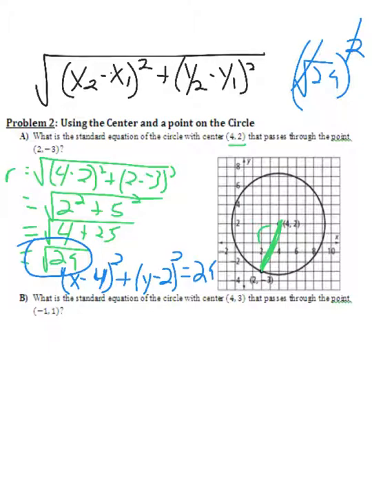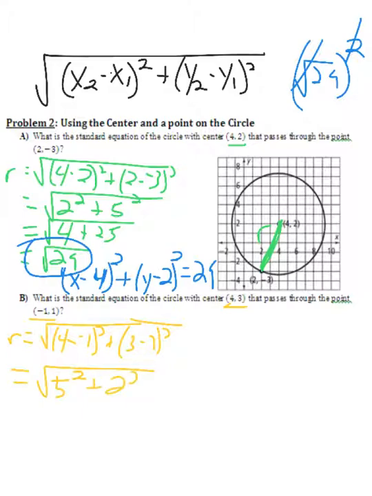Same thing with our second example. We've got our center at 4, 3, and it passes through the point negative 1, 1. So again, we have to find our radius first. It'll be x minus x, so 4 minus a negative 1 squared, plus y minus y, so 3 minus 1 squared. 4 minus a negative 1 is just like adding 1, so it's going to be 5 squared. 3 minus 1 squared is going to be 2 squared. And I get 25 plus 4, so I'm working with the square root of 29 again.